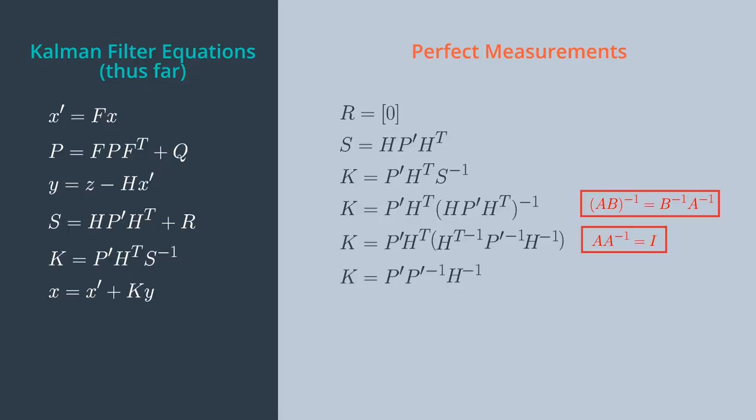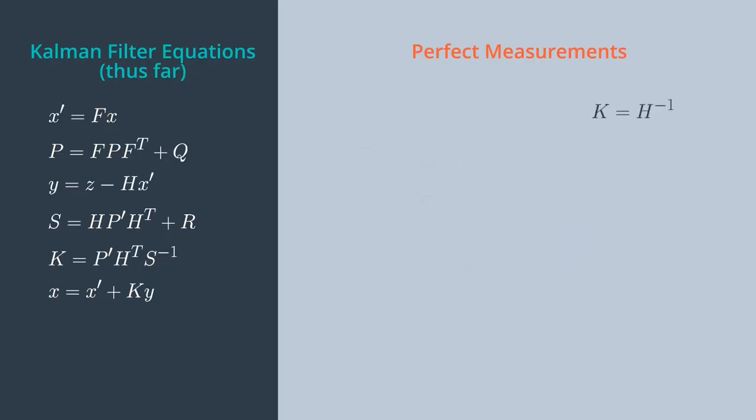The H transpose and the inverse of the H transpose simplify to the identity, as do P prime and the inverse of P prime. The result is that the Kalman gain is equal to the inverse of the measurement function H. This is important, so let's keep this in mind as we continue.